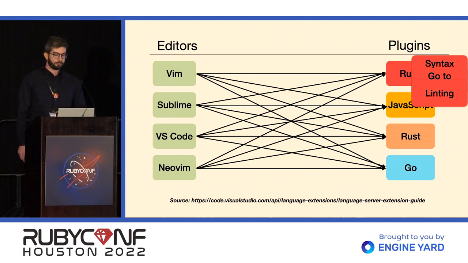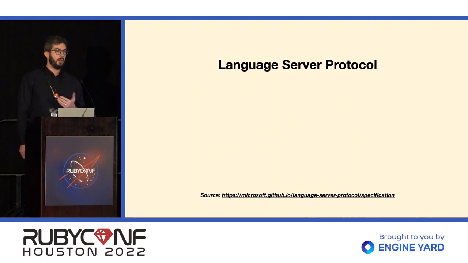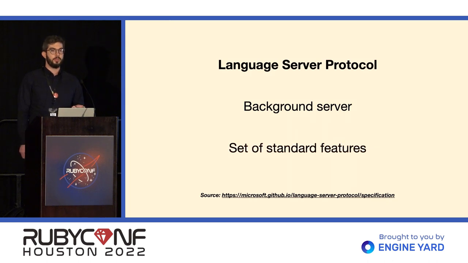don't conflict. To tackle this problem, the Language Server Protocol, or LSP for short, was proposed. And the idea is that it's a specification on how to write a background server, so a process continuously running on the developer machine that can communicate to any editor via JSON. And in addition to how to write the background server, it also provides us with a list of features that you can expect from any language server, no matter which programming language it is implemented for.